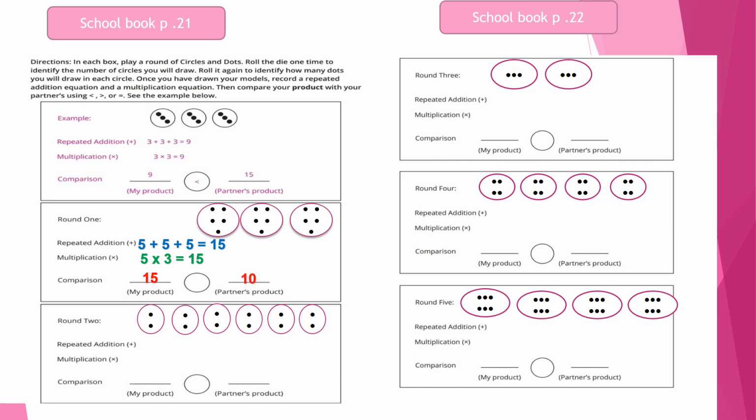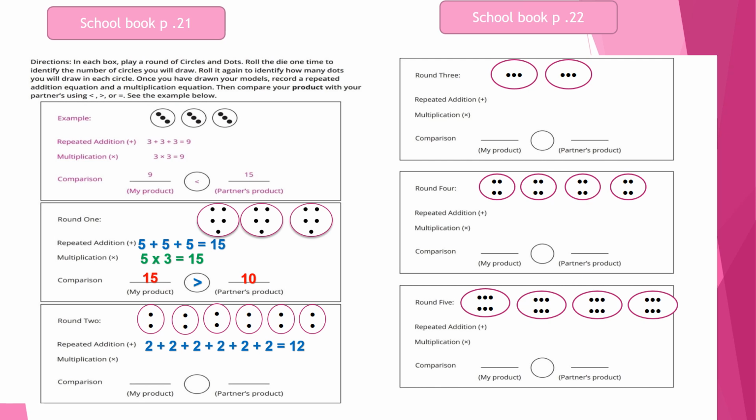In round 2, I gave you here some groups. How many groups here? 1, 2, 3, 4, 5, 6. Inside each group, I have 2 dots. So in repeated addition, to find the total, I will add 2 six times. So 2 plus 2 plus 2 plus 2 plus 2 plus 2 equals 12. Or I can find it by skip counting: 2, 4, 6, 8, 10, 12.